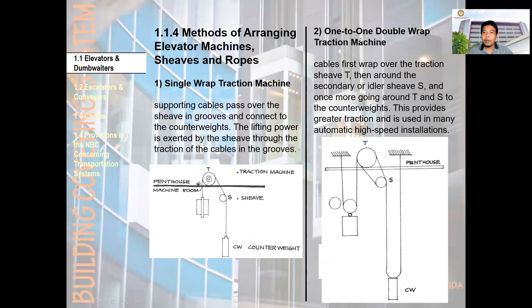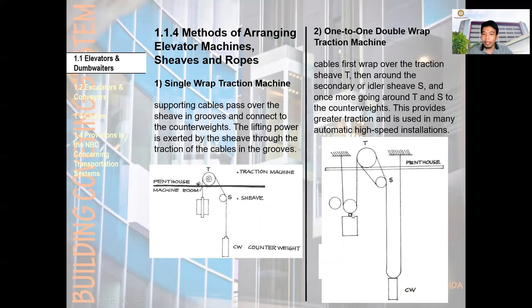Another is the one-to-one double wrap traction machine. So the cables first wrap over the traction sheave, the T, this one, then around the secondary or idler sheave S, this one, and once more going around T and S to the counterweights. So this provides greater traction and is used in many automatic high-speed installations.